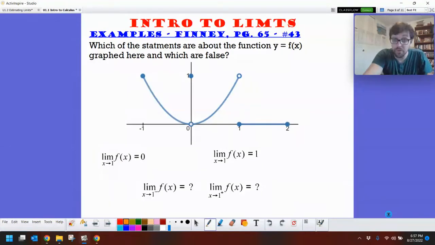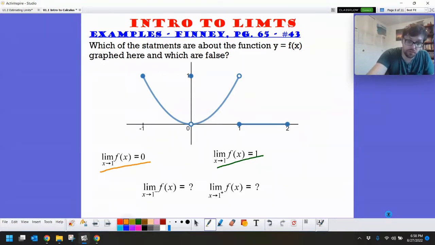In this example, we've got two conflicting answers. One person says the limit as x approaches 1 of f of x is 0, and somebody else says the limit as x approaches 1 of f of x is 1. Well, it's got to be one of those numbers, and we don't know which one. So to determine that, we need to see what's happening as we come in from the left and what is happening as we come in from the right.